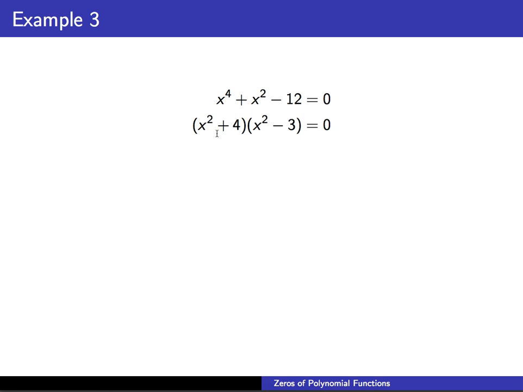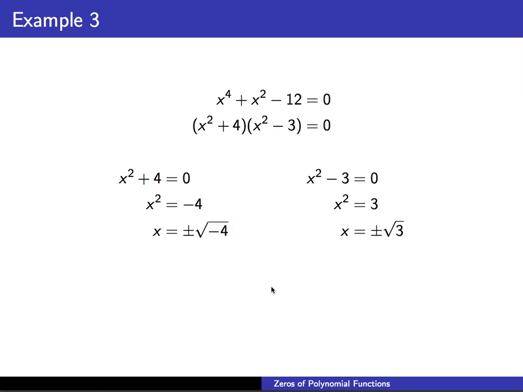So x squared plus 4 times x squared minus 3 equals 0. We have two factors multiplied together to equal 0, so we're going to set each one equal to 0. x squared plus 4 equals 0, and x squared minus 3 equals 0, and we'll solve each one of these. For the first equation, we subtract 4 from both sides. We get x squared is negative 4. For the second equation, we add 3 to both sides. We get x squared equals 3.